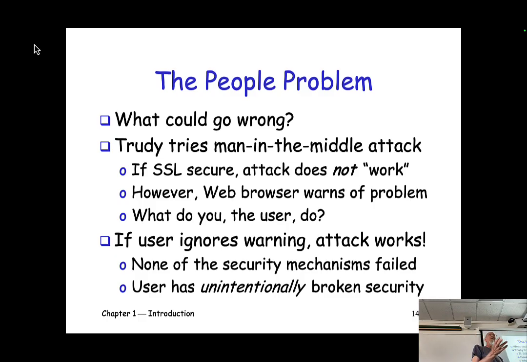And as soon as you continue, you've opened the door to that man in the middle attack. All right? And so, it's unintentional. You didn't intend to break the security, but maybe you didn't understand the details, didn't understand the potential magnitude of what you're doing. And you just say, okay, and you open the door to that attack.